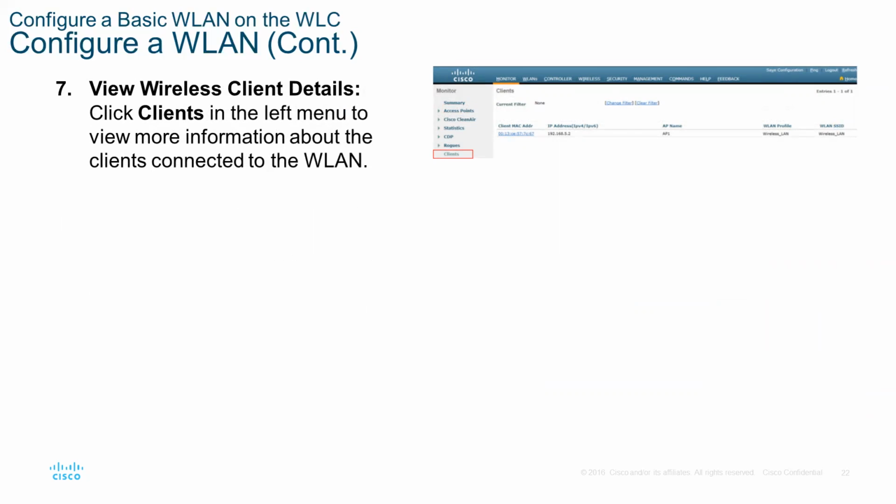Now if we scroll down on the monitoring menu on the left hand side, right down the bottom there should be a clients tab. Click on that and it'll bring up any clients that have associated itself with our wireless access point.